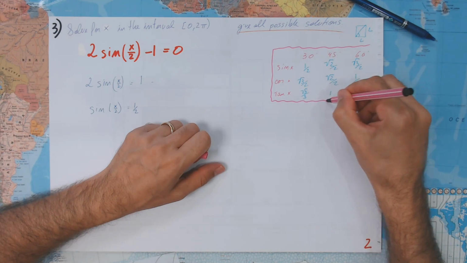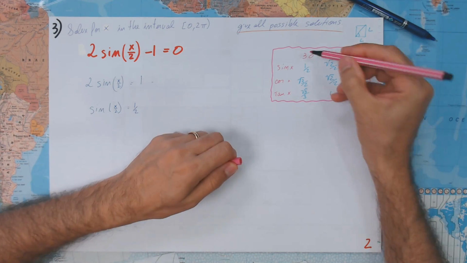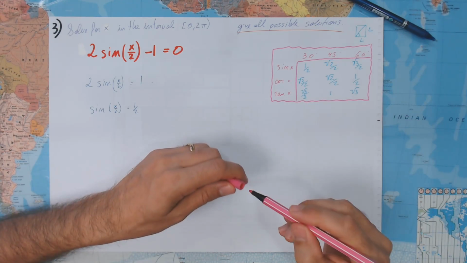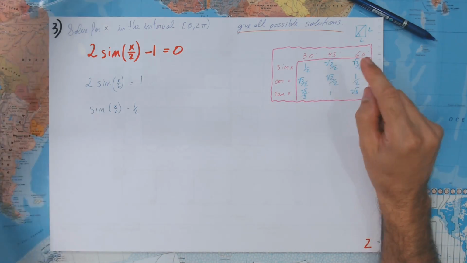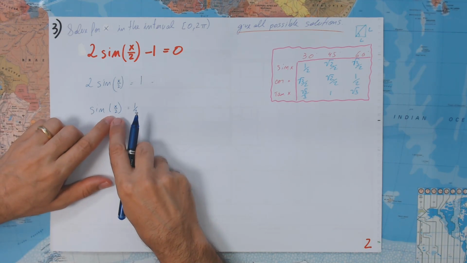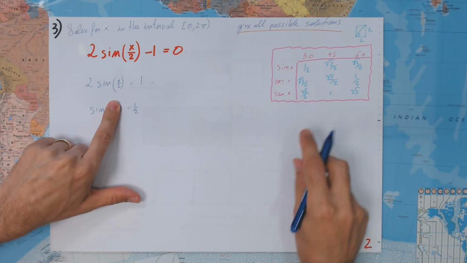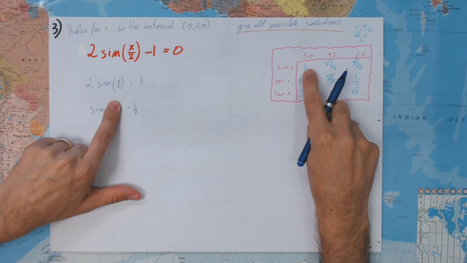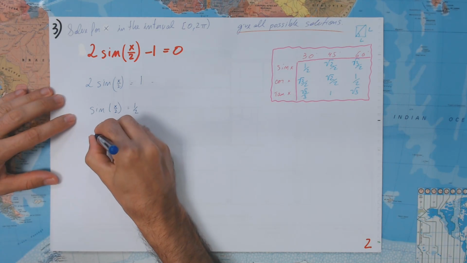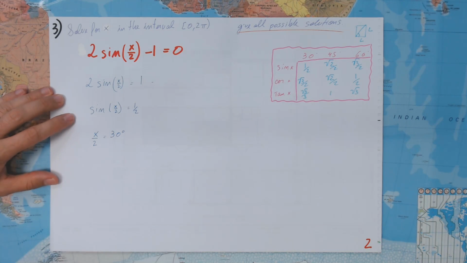By heart meaning you don't even have to write the numbers, you have to just do it mentally. Okay, now the sine of a certain angle, doesn't matter what is in here, the sine of some angle is just half. Sine, which is half, is just 30 degrees. Okay, that means that our x over 2 is going to be 30 degrees.